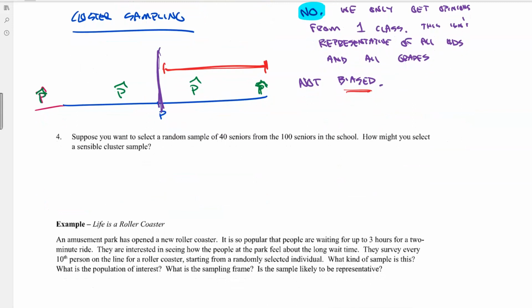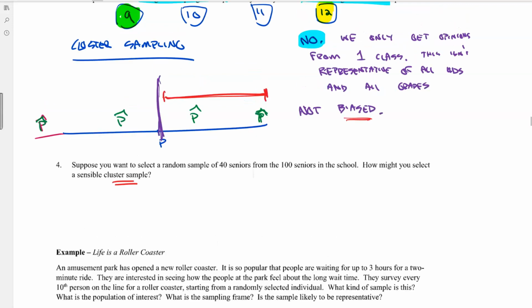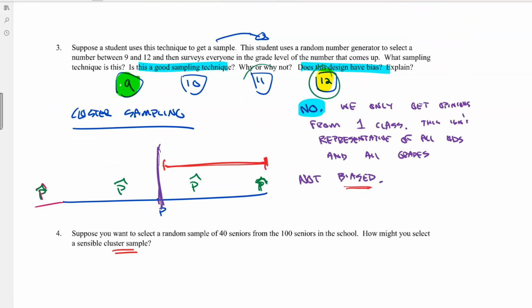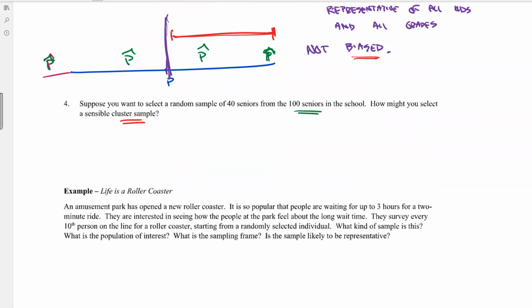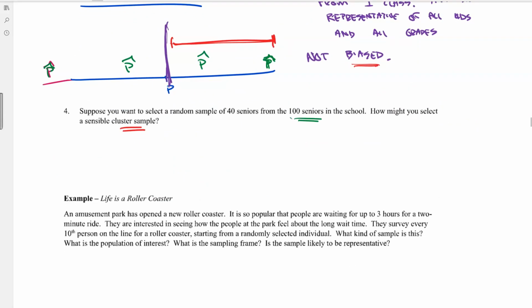Suppose you want to select a random sample of 40 seniors from the 100 kids at the school. How might you select a sensible cluster sample? Well, I'd want to break them into clusters, not homogeneous groups where kids have like opinions inside the clusters, but where the groups are heterogeneous, and in each cluster you have a variety of kids. So if I was looking at just getting seniors now, I kind of changed the context here. I'm just getting opinions of seniors.